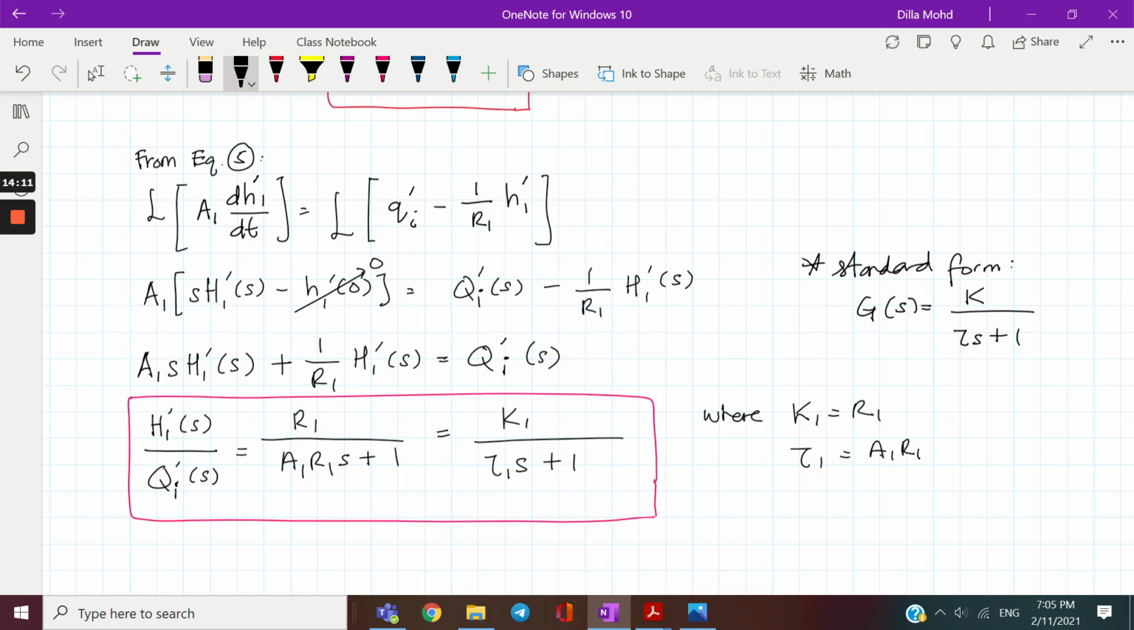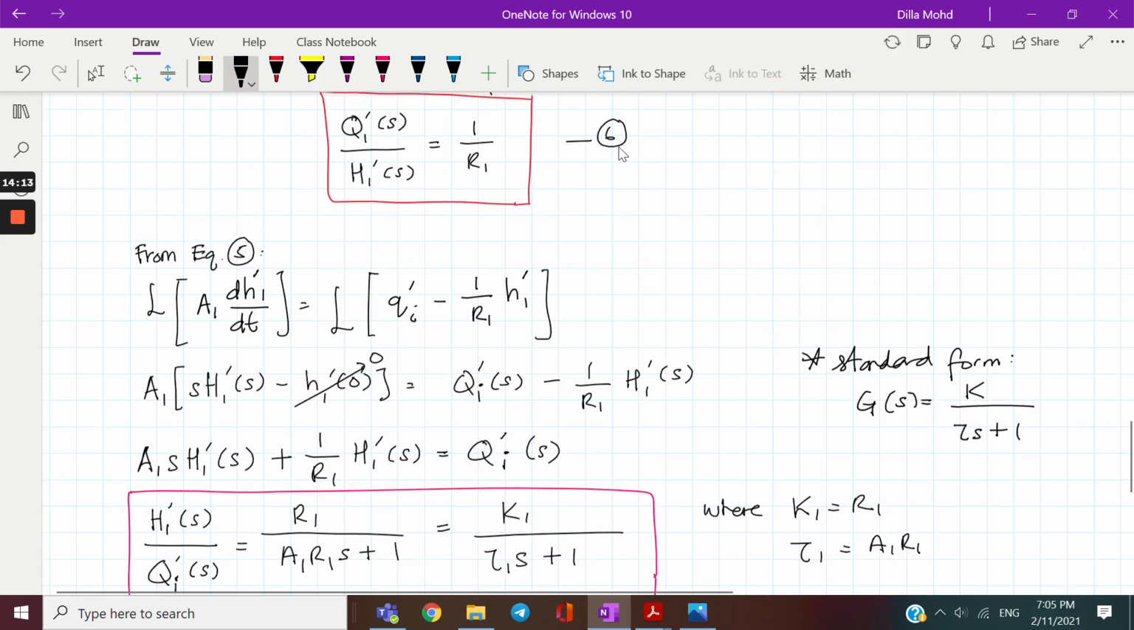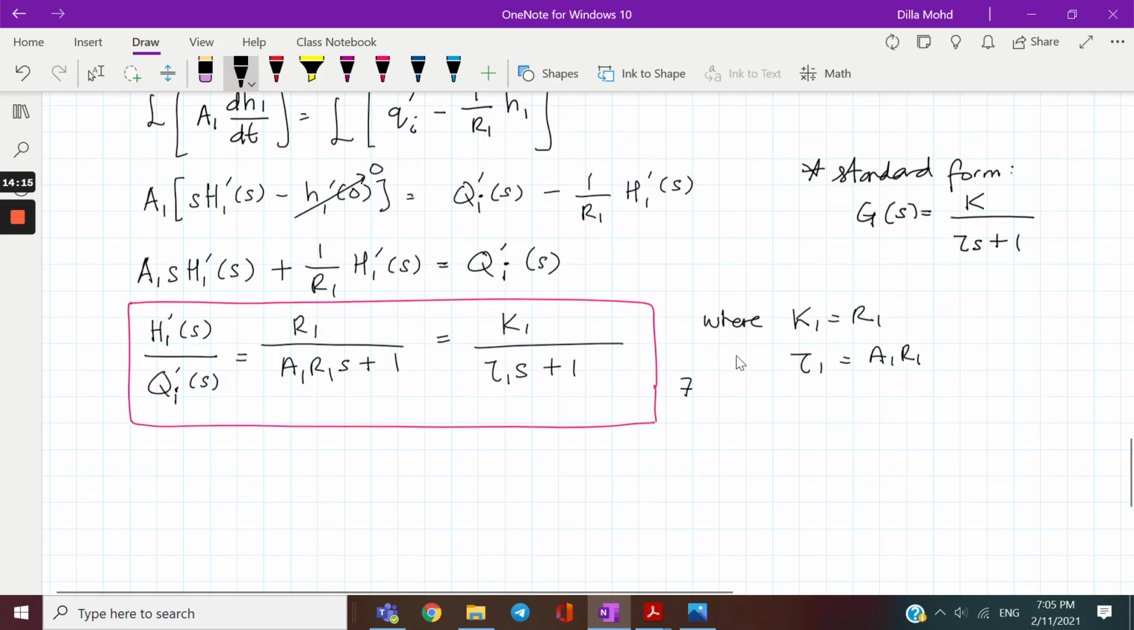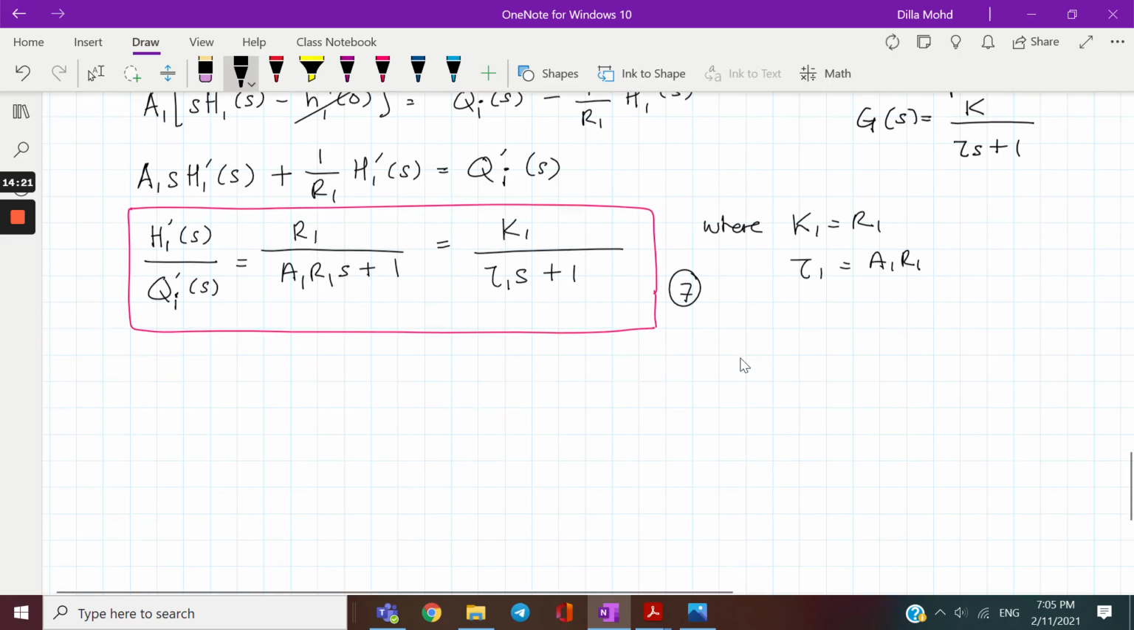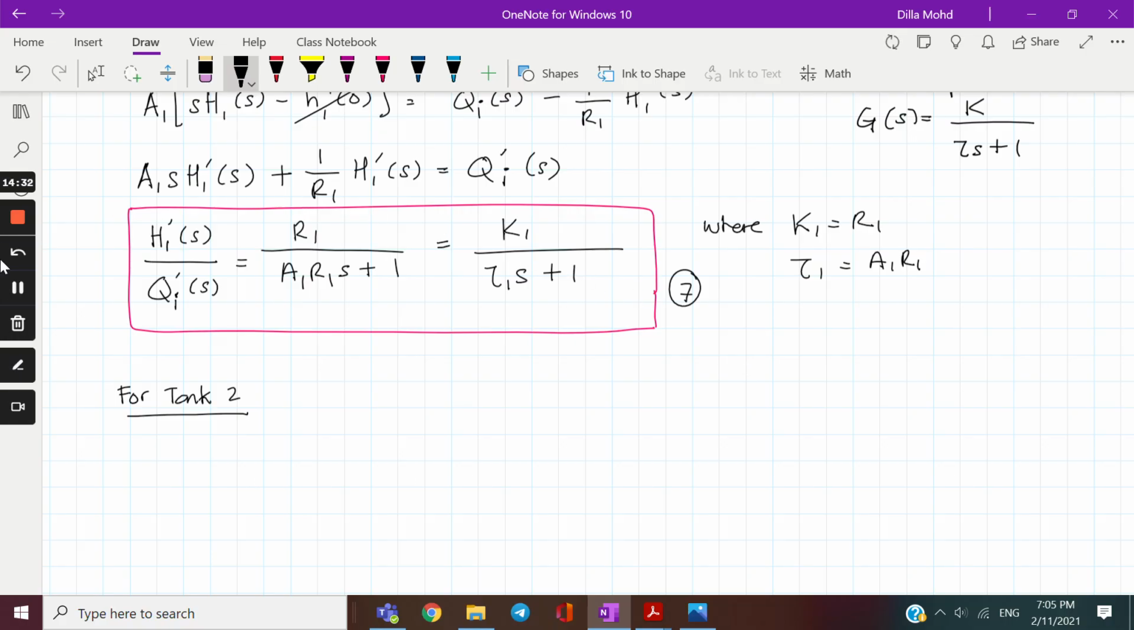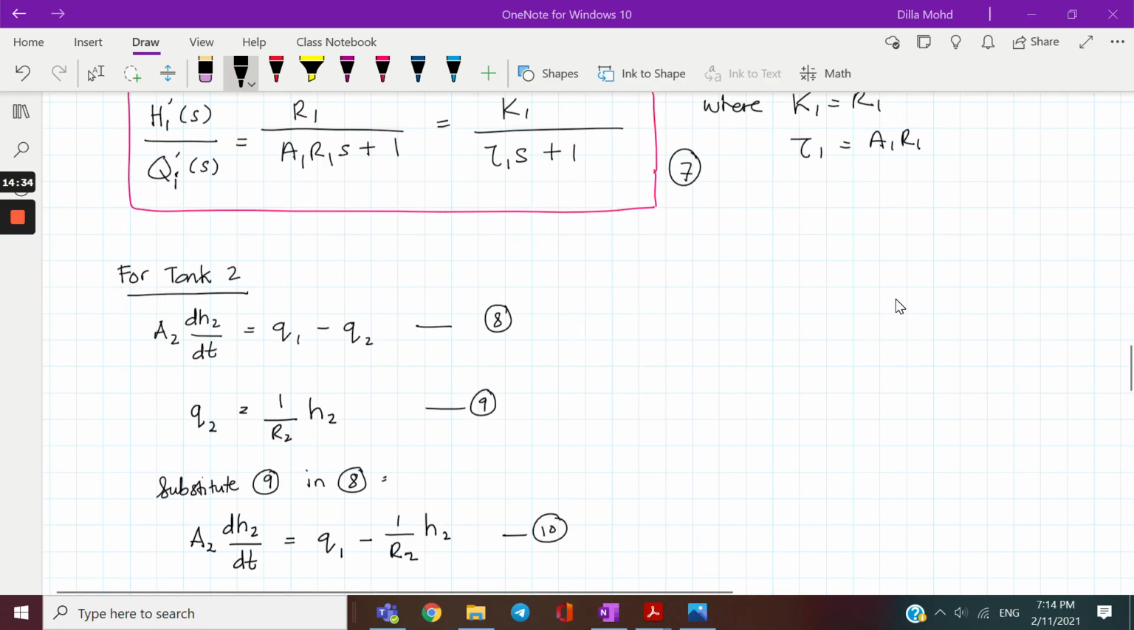Just now you had equation 6. Now let's put this as equation 7. You have another tank, so you need to repeat the same thing for tank number 2. Let's do it for tank 2, and tank 2 is just a repetition of what you did for tank 1.